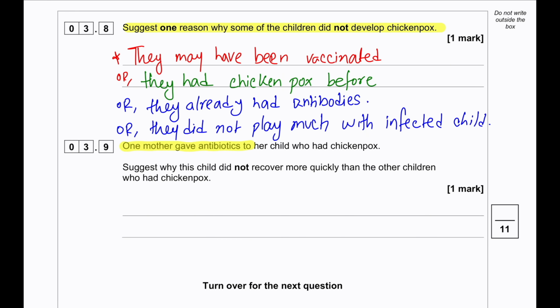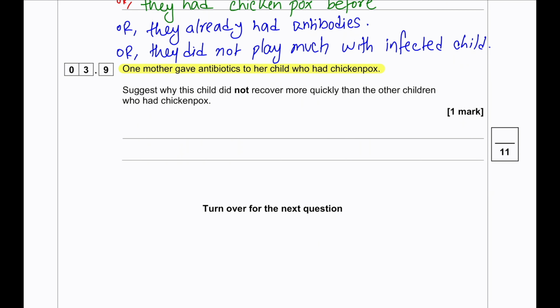One mother gave antibiotics to her child who had chickenpox. Suggest why this child did not recover more quickly than the other children who had chickenpox. Antibiotics are effective against bacteria. Antibiotics do not kill viruses.